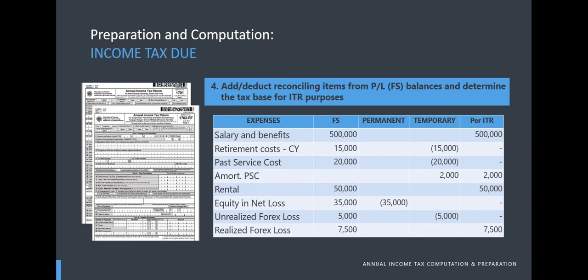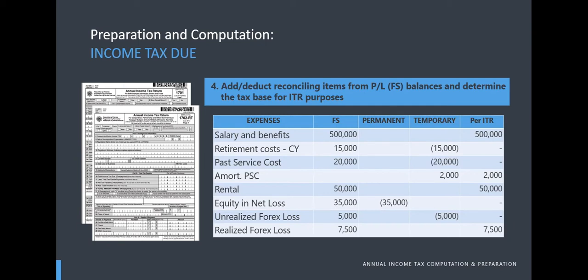Salary and benefits. Let's start with the salary and benefits. Usually, the expense reported for salary and benefits has accruals. However, in this example, we do not have accruals of bonuses, accruals of salaries, and so on.